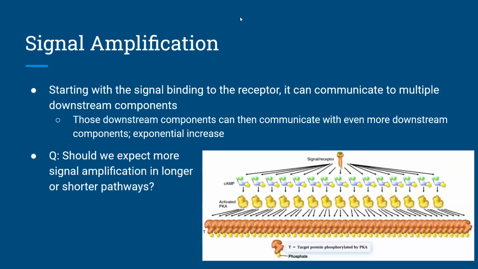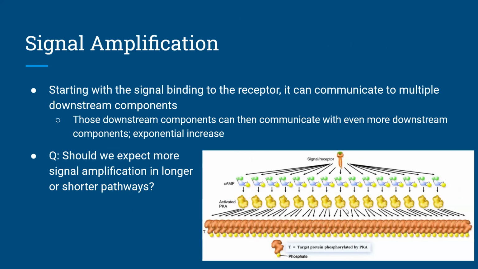Yep. And then signal amplification. So starting with the signal binding to a receptor, it can communicate with multiple downstream components. And those downstream components can communicate with even more downstream components, and that leads to an exponential increase in the signal. So if you can see here in the picture, the signal binds, it communicates to many cAMP, which communicates only to one PKA, but then each of those PKAs can communicate with multiple of the target protein.